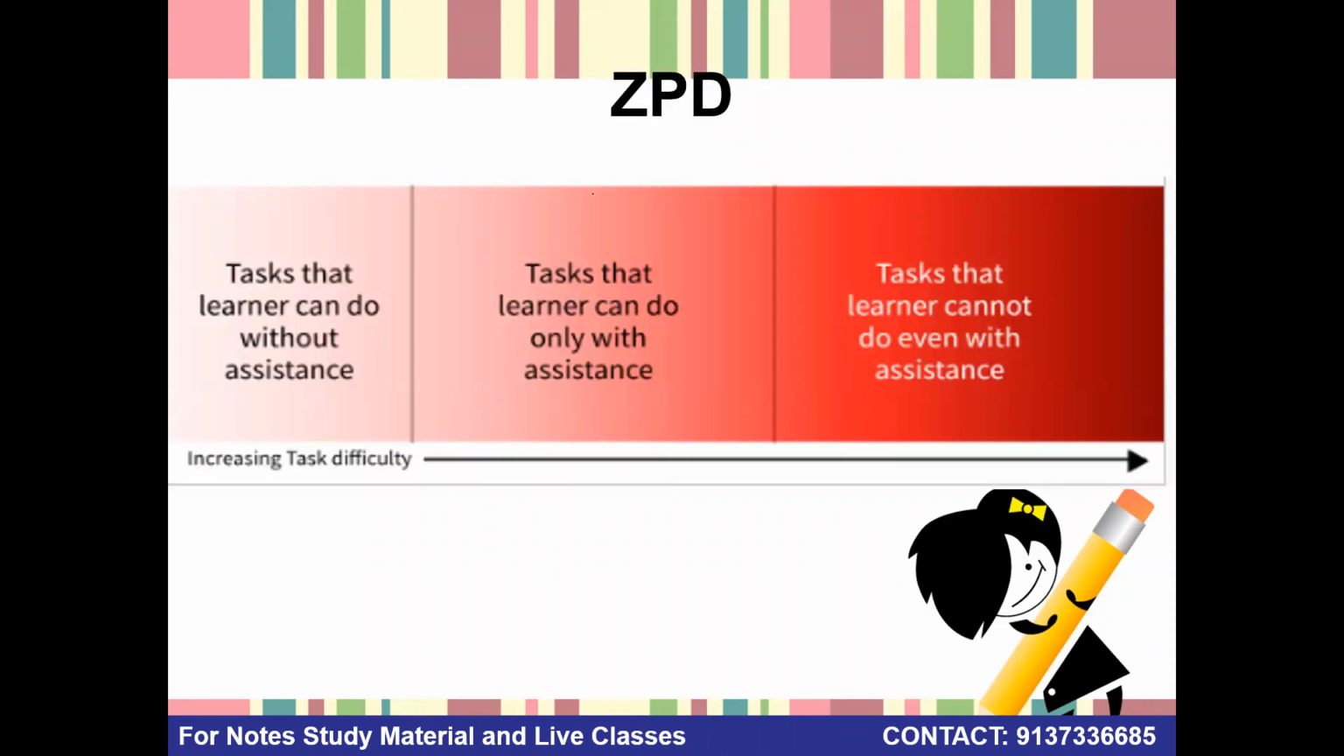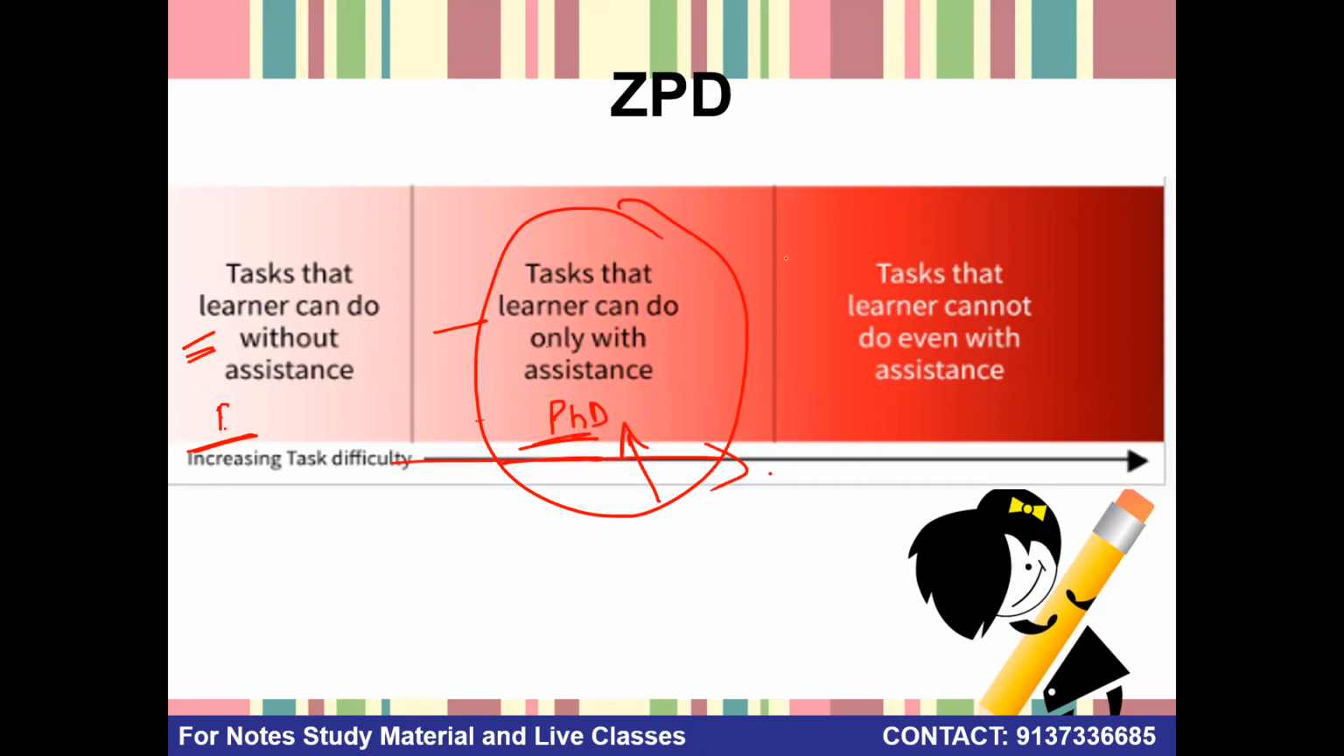So I'll just revise the concept quickly. There will be some tasks which a learner can do without assistance. Simple tasks, like for example a class assignment. Then there will be some tasks which you can do with assistance. For example, we are doing a PhD, we will need the help of a guide to get through the PhD journey. And there will be some tasks which are beyond our capabilities, out of scope for us even with assistance.